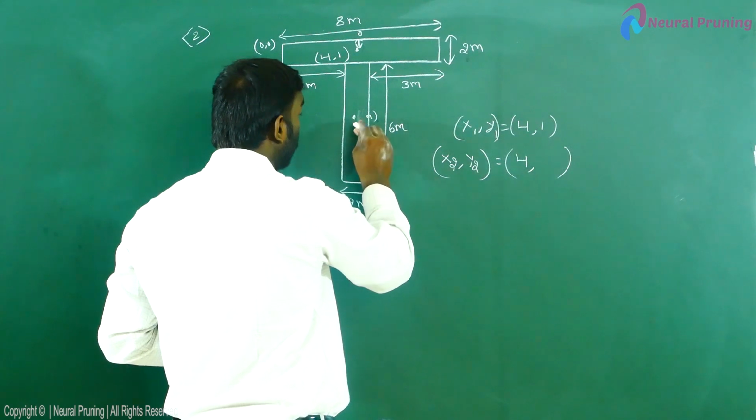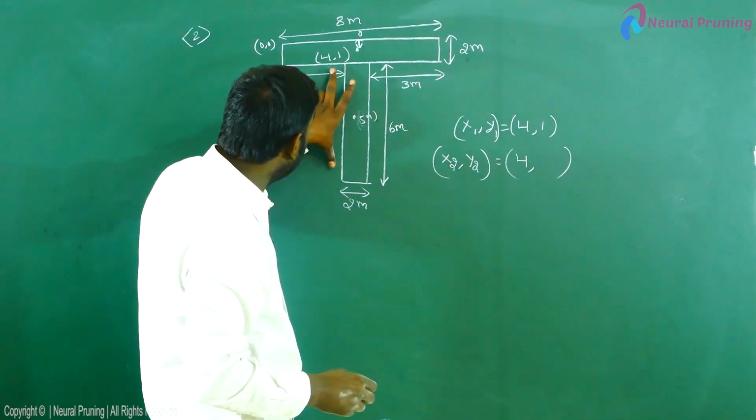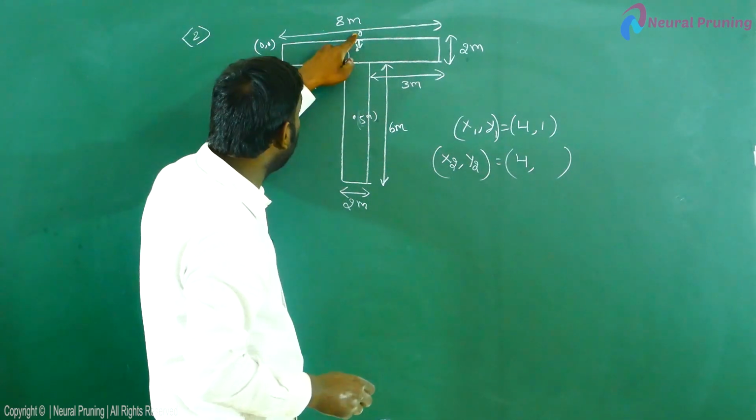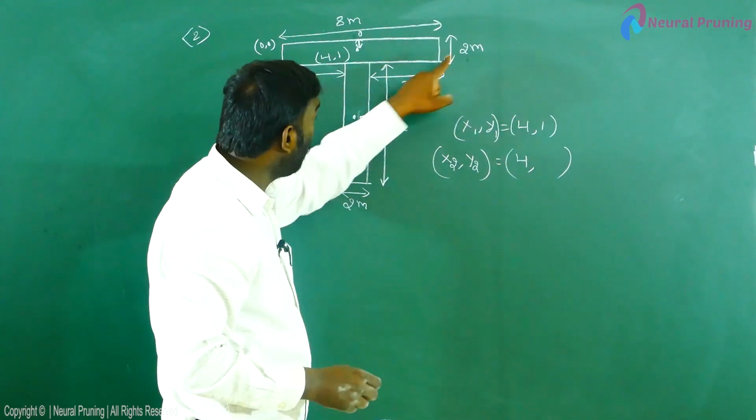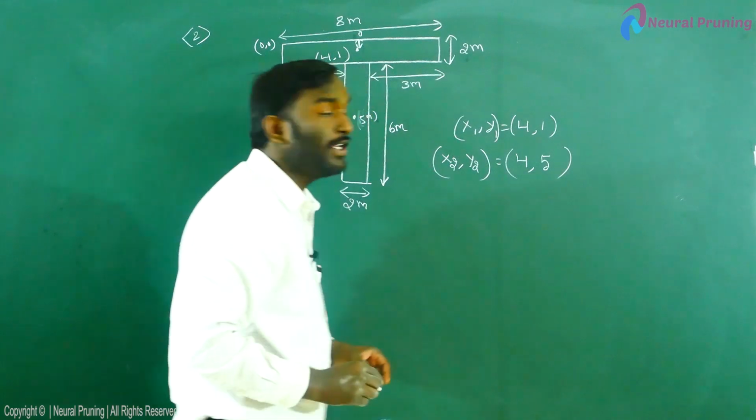So this is important. Why is it 5 meter? For this portion it is 3 meter and we are calculating from this O. 3 plus 2, 5 meter. x2 is 4 and y2 is 5 meter.